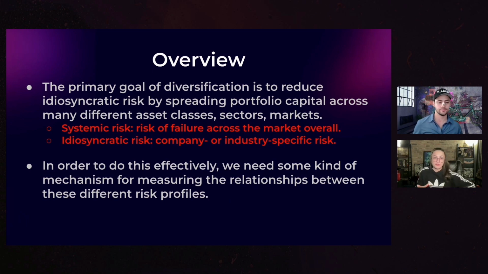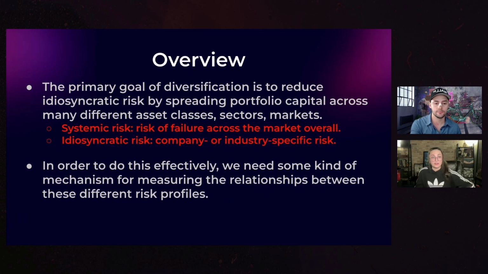And just for a little bit of a refresher, there are different types of risk. We talk about risk, it's actually a very broad term. But between idiosyncratic risk and systemic risk, systemic risk is just the overall risk of failure across the market, right? And you can't really control that. Any company or market has the potential to fail because of factors that are out of control, that are just inherent to the market itself.